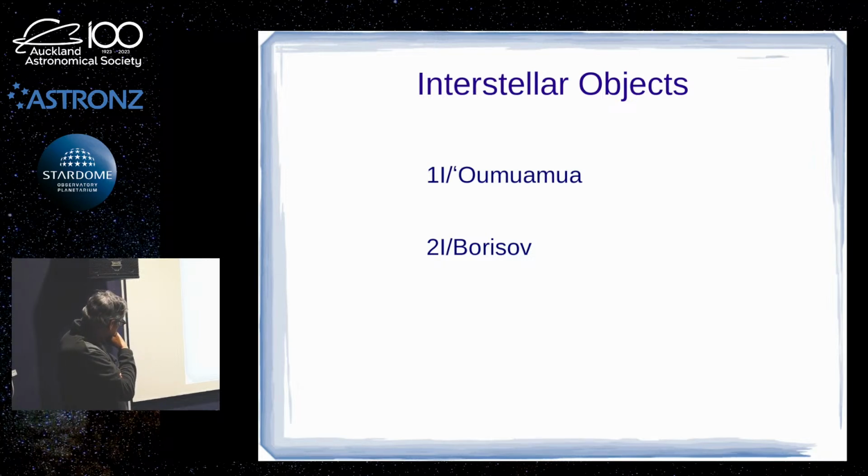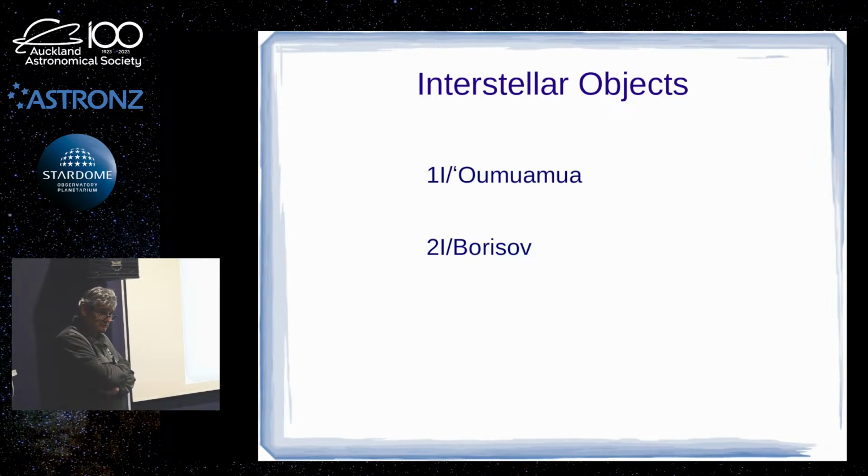So the designation for this is just a number, and then the letter I for interstellar. The first one was, I believe, a Hawaiian name, 'Oumuamua. Does anyone know? Something like a distant visitor? Yeah, that's right. And then the other one was named after the discoverer, Mr. Borisov.